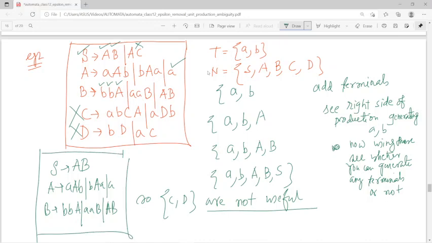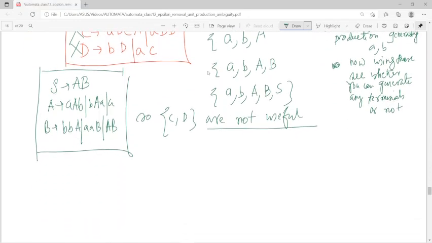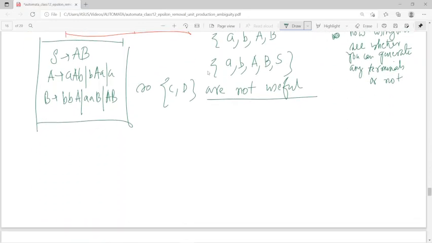And the useful productions are all reachable from the start state. From S to A and B, we are getting A and we are getting B, that means all are reachable from the start state. So that's all, we can generate like that. So that is your home task.